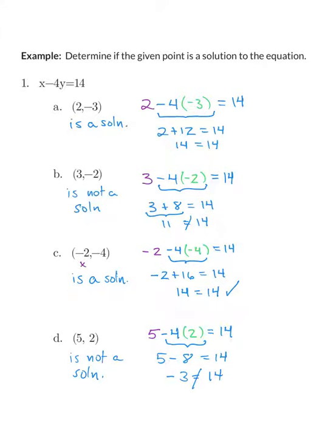But the main thing that I want to point out here is that, notice that we did have 2 points here that were solutions. We also had 2 that were not. And so when we talk about equations in 2 variables, again, there's going to be an infinite number of solutions. There's also going to be an infinite number of points that are not solutions. We can always find more.